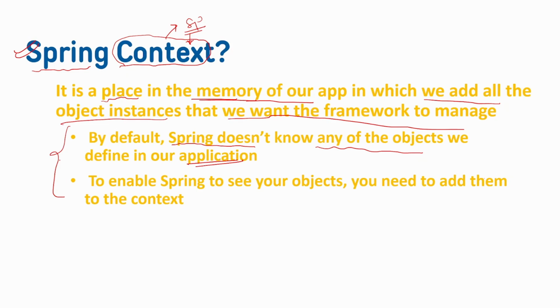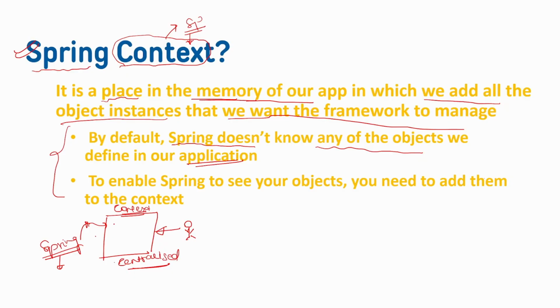So what is a Spring context? It is a place in the memory of our application where we add all the instances of our objects that we want our framework to manage. By default, Spring does not know any objects that are defined in our application. Spring knows only about the objects that are added to the context. So we can consider it a centralized place in our memory from where the Spring framework adds some functionality to these objects.